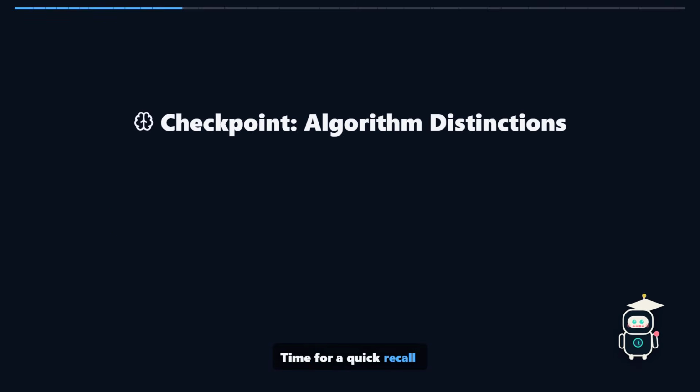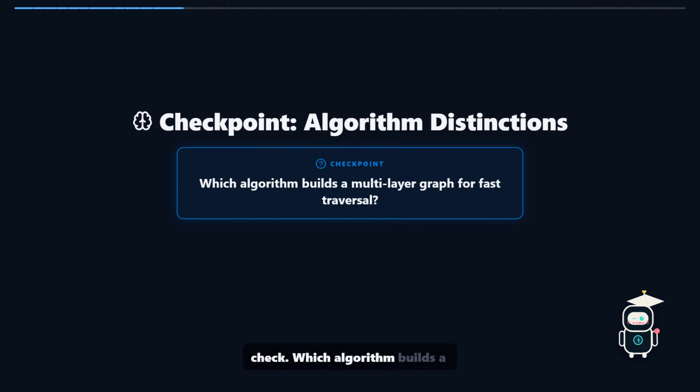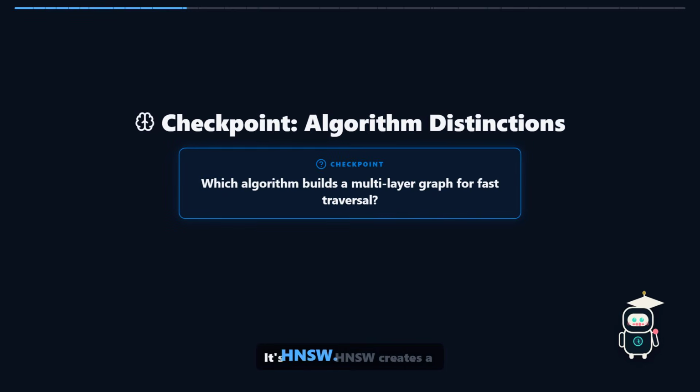Time for a quick recall check. Which algorithm builds a multi-layer graph to speed up approximate nearest neighbor search? It's HNSW.